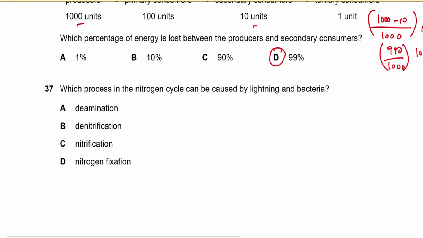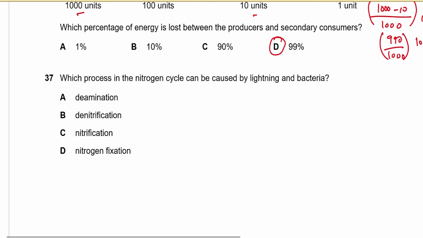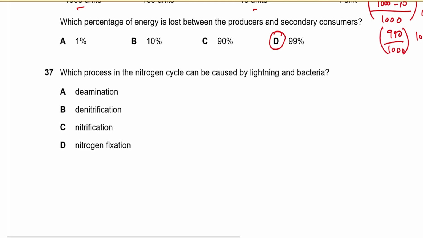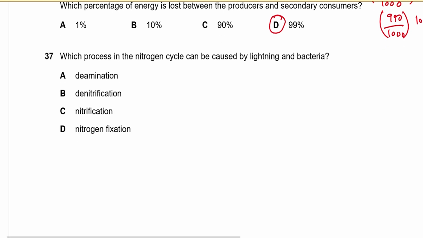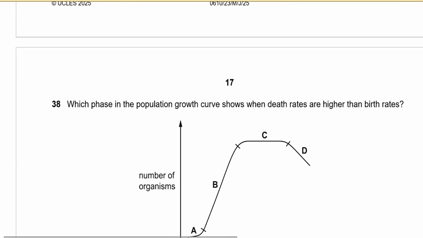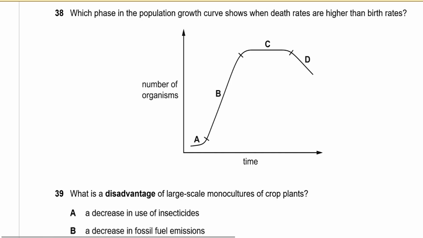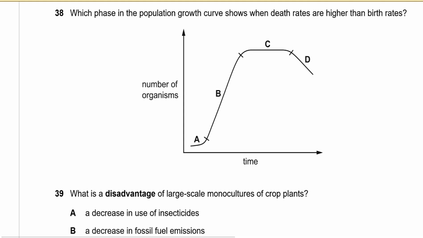Number 37 says, which process in the nitrogen cycle can be caused by lightning and bacteria? This process is nitrogen fixation. Nitrogen fixation is the process in which atmospheric nitrogen is converted into nitrates, and it can be done by lightning and nitrogen-fixing bacteria. So it is D. Number 38 says, which phase in the population growth curve shows when death rates are higher than birth rate? When we have a higher death rate than birth rate, the population is declining, and of course that is D.